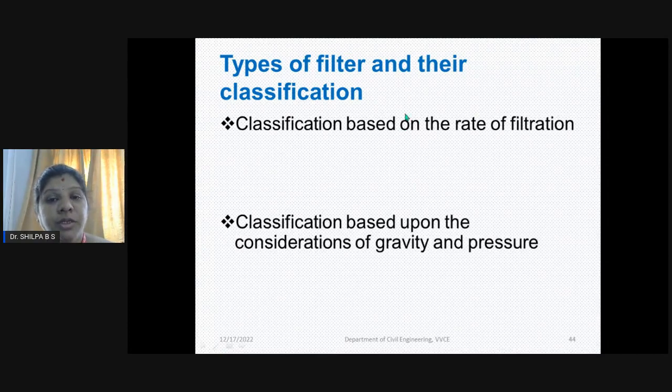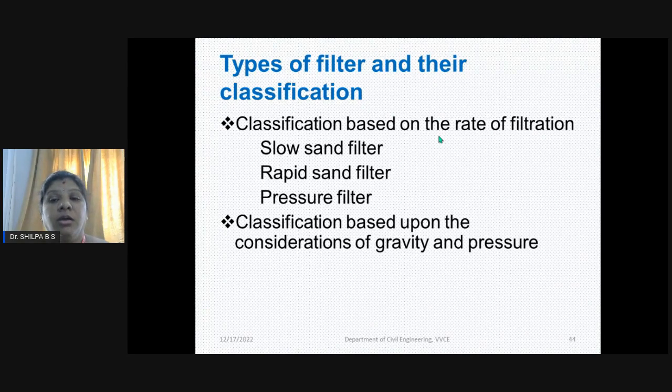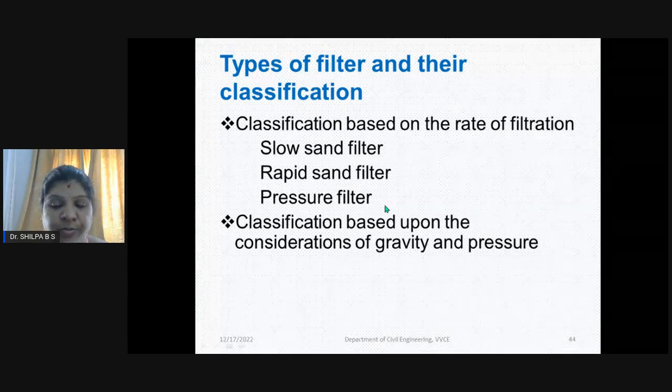Next, types of filters. We can have various types based on two factors. One is the rate of filtration. The other is based on the gravity or the pressure with which water is passed through the filter bed. Based on rate of filtration, we can have three types: slow sand filter, rapid sand filter, and pressure filter. As you move down, the rate of filtration increases.